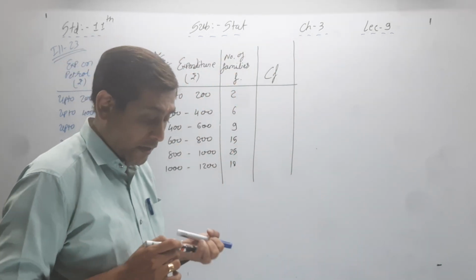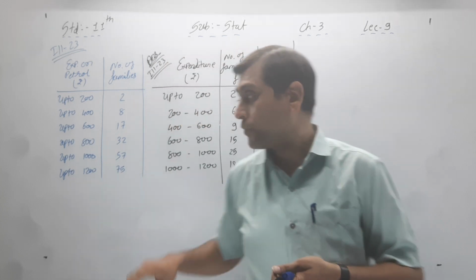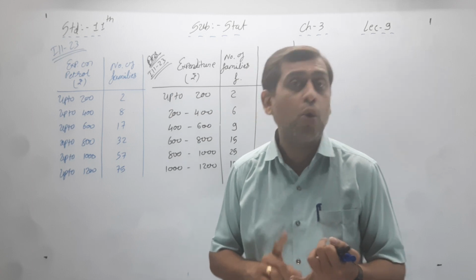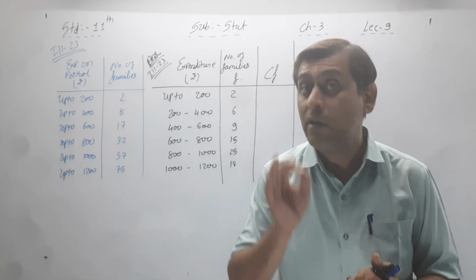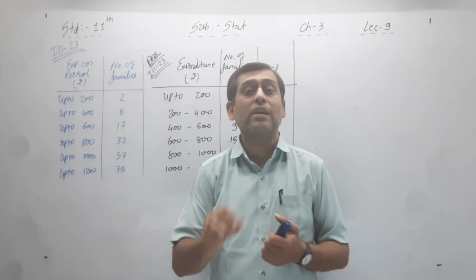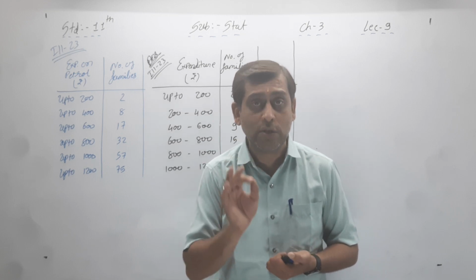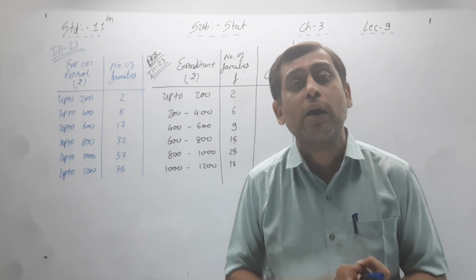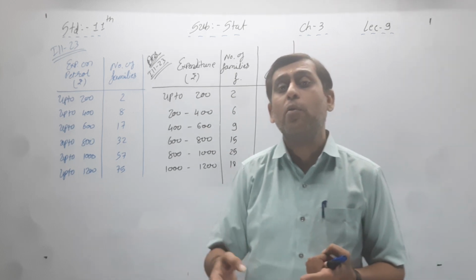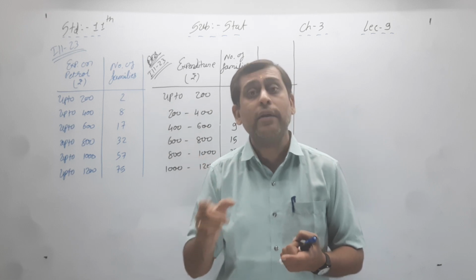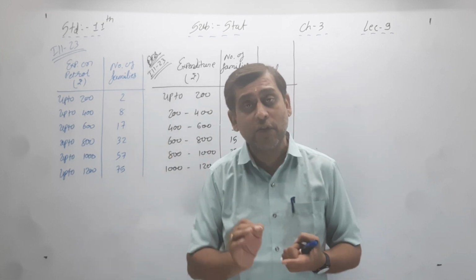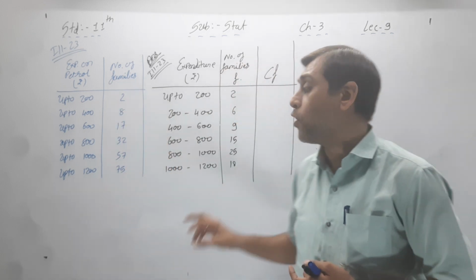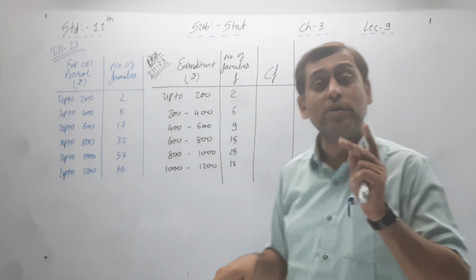But see the shortcut. Again, whenever this type of data, that means below, up to or less than type of data is given, the frequency given here is pure cumulative frequency. But remember that only at the time of below, up to or less than. Whenever above or more than type of grouped data is given, at that time cumulative frequency is not given. At that time you have to find out the frequency as well as the cumulative frequency both.